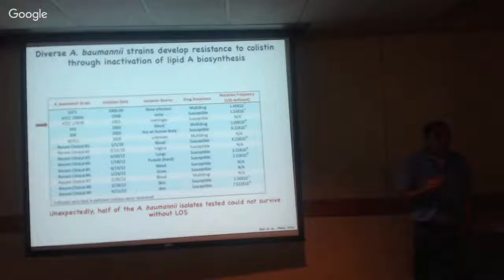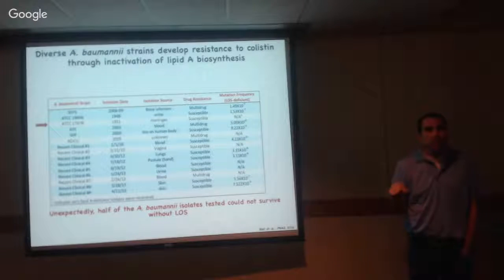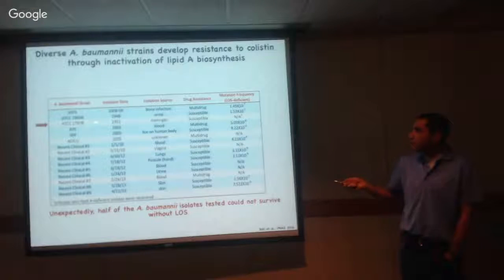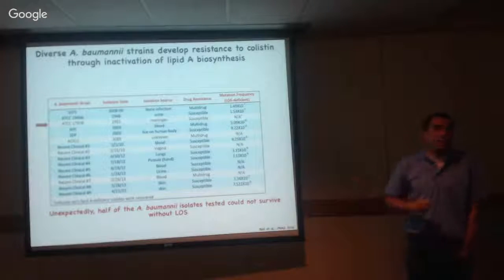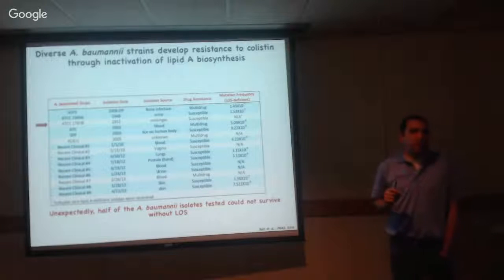So they were not LOS minus to begin with? No. We're just plating the wild type on colistin, and then we check whether the colonies that pop up have LOS. About 90% of them don't, whenever we get colonies back. But in these strains, such as 17978, we could never isolate any LOS deficient colonies.